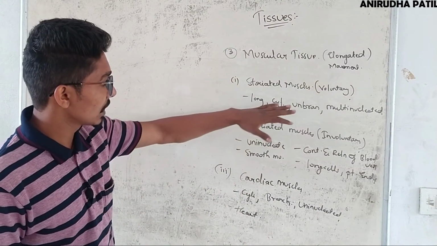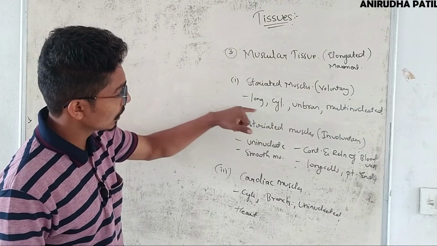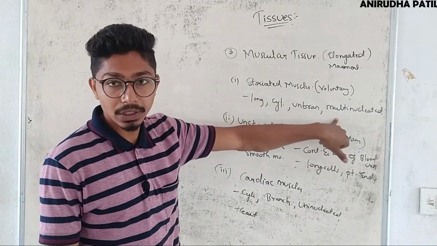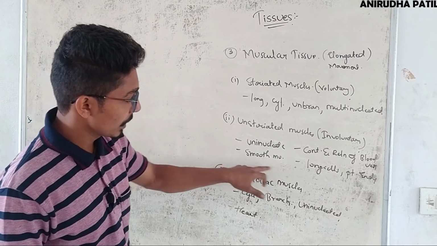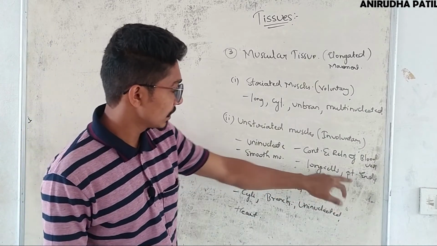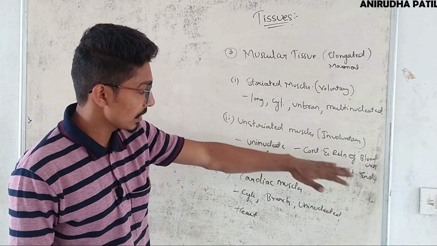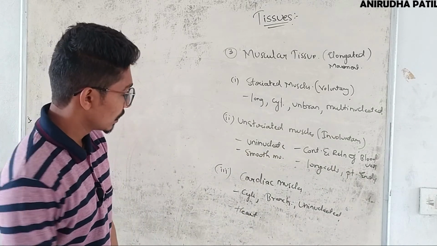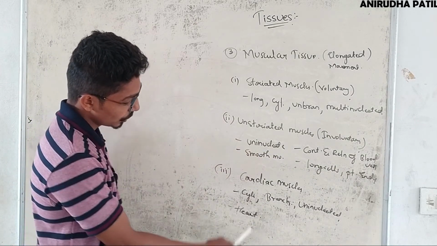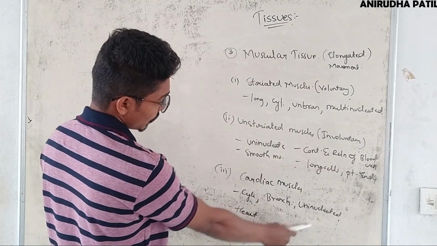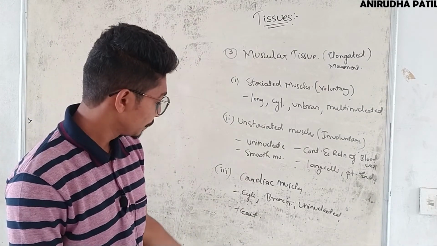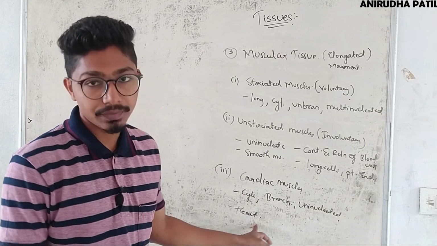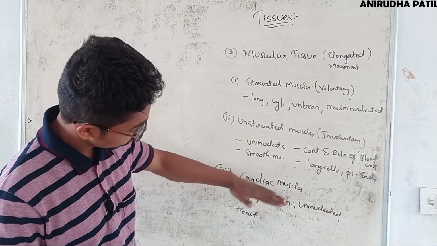So striated muscles are basically voluntary, and they are long, cylindrical, unbranched, and multinucleated. Unstriated muscles are uninucleated, and they are smooth muscles. Here cells are long with pointed ends and they help in contraction and relaxation of blood vessels. Last one is cardiac muscles. So they are cylindrical, branched and uninucleated. Example is heart. The relaxation and contraction of heart throughout life, they are present there.